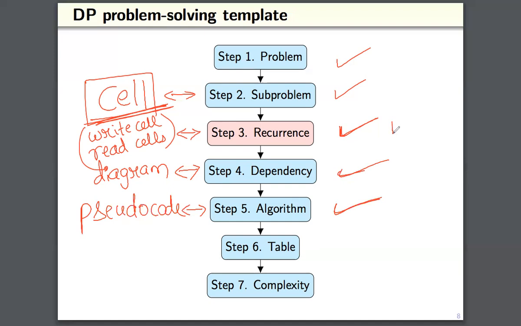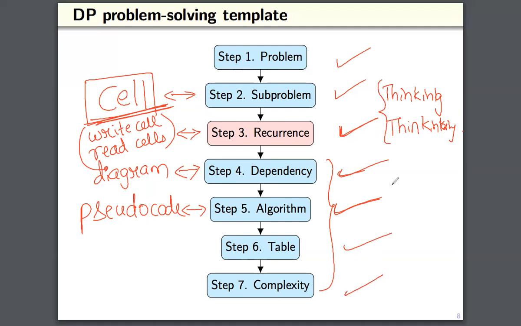This is where thinking is required. All the other things can be automated. Thinking is required here also, and I do not see a trivial way to automate step 2 and step 3. It is still an art, but this is science. This is pure science. This can be automated.